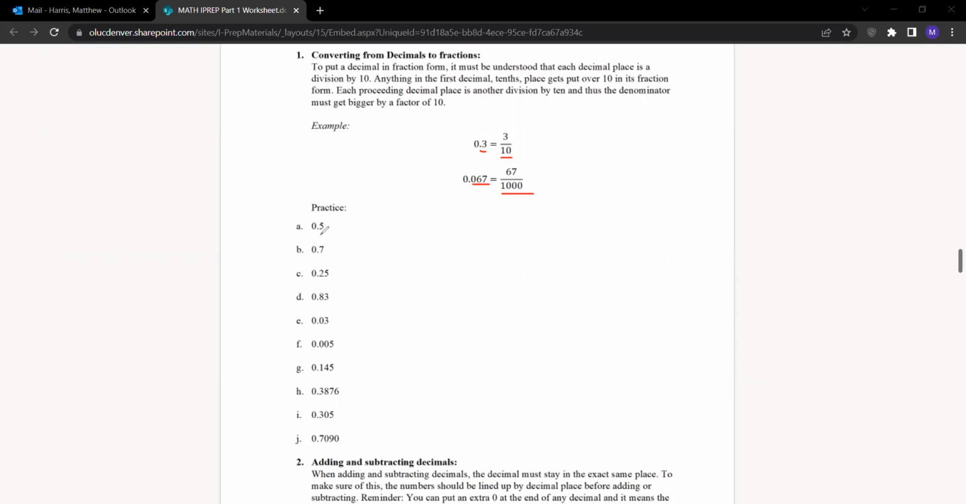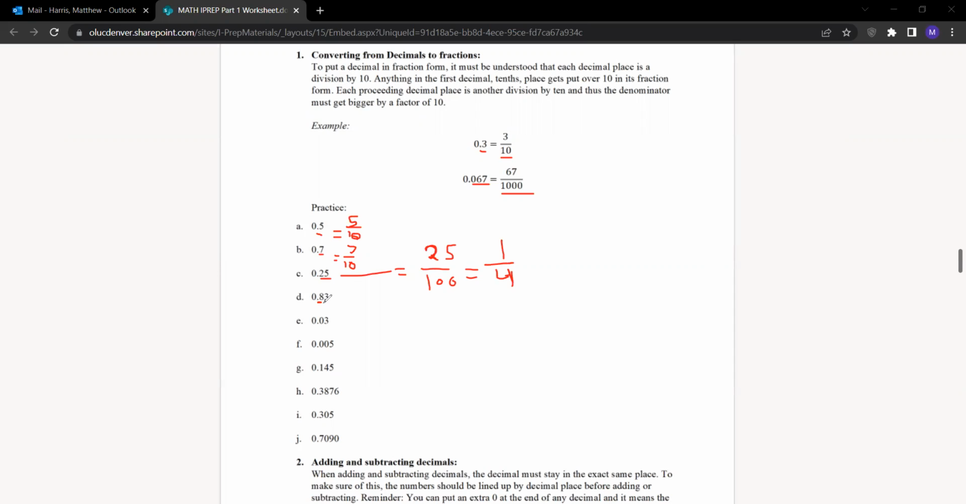So let's go ahead and try this. We have 0.5. So it's going to be over 10. So equals 5 over 10. Next, we have 0.7. That's 1 decimal place. So it's going to be 10. 7 over 10. We have 0.25. We have 2 decimal places. So it's going to be 2 zeros or 100. Right? 25 over 100, which we can simplify to 1 over 4, because 25 goes into 100 4 times.